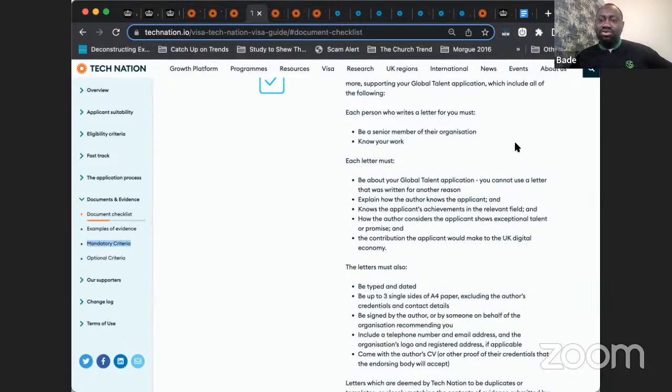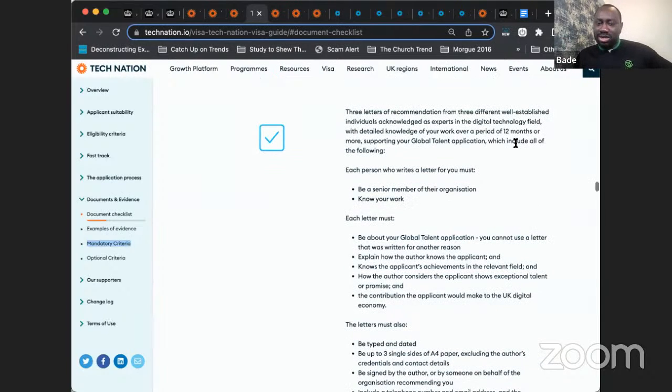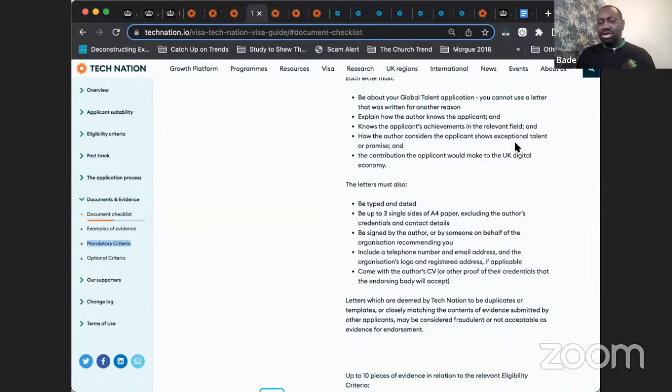So don't make the mistake of thinking that your recommender must have 1 million followers or all of those kinds of things. No, the key point is that they check the profile, they check everything about that recommender, they want to see that this person is a leader in the field of technology. And this leader in the field of technology is now pointing at someone to say this person is promising in the case of exceptional promise, or this person is a leader in the case of exceptional talent. That's how the visa is structured in terms of the requirements for the technician visa.